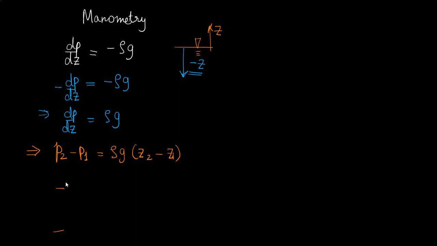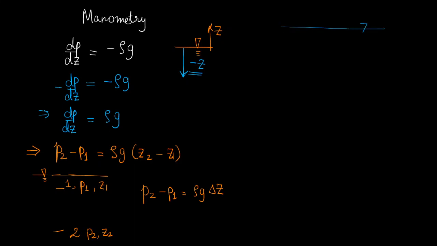So if this is point 1 which has a pressure P1 and a depth Z1 below the free surface, and if this is point 2 which has a pressure P2 at a depth of Z2, then the difference in pressure is equal to the density times gravity times the difference in depth between the two layers.